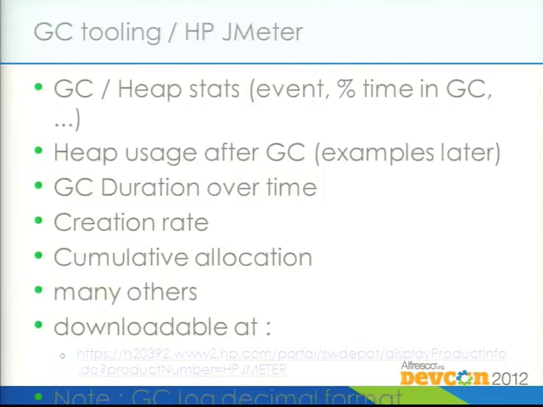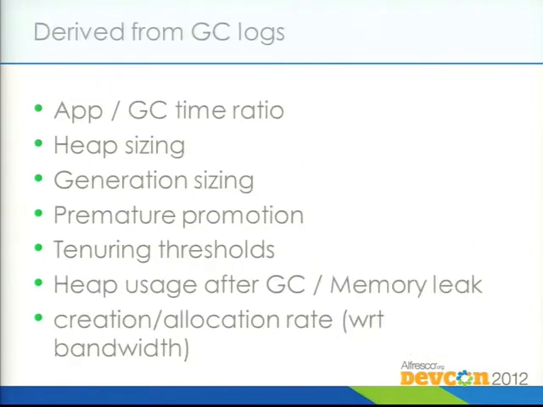So if you want to use HP JMeter for JDK 7, you just have to previously fix your log by changing the commas to dots, either using sed or a graphical editor or whatever. But that's something you need to be aware of.